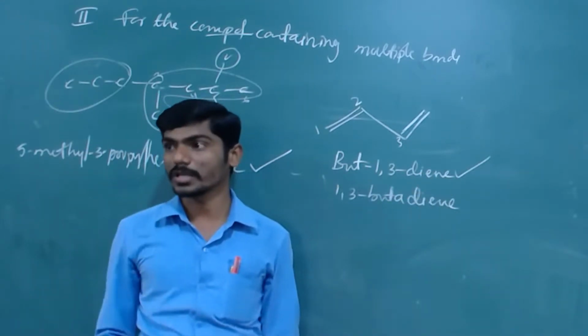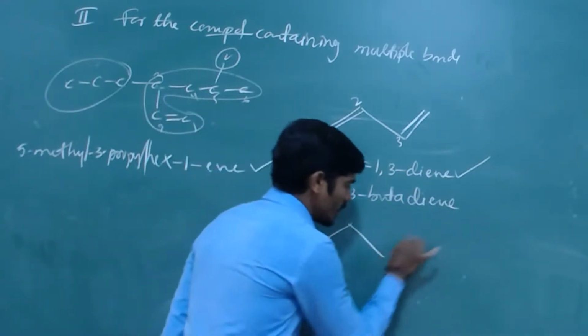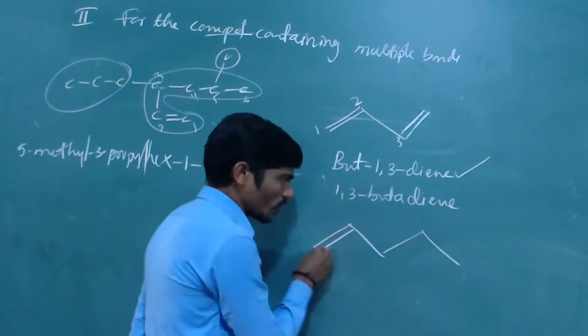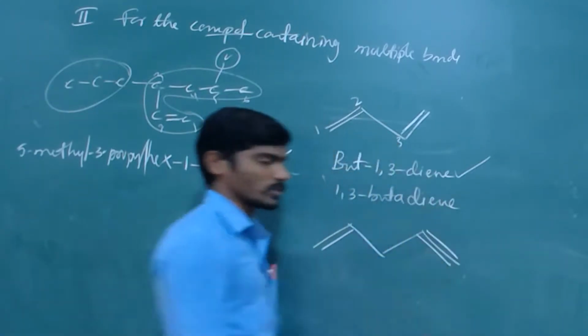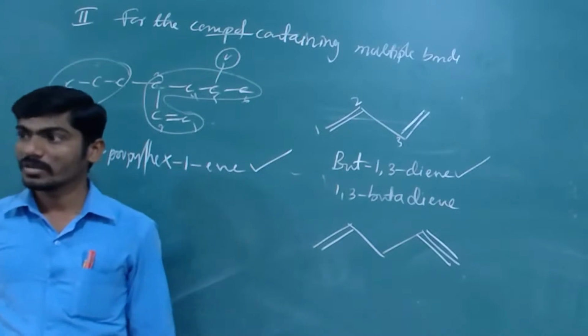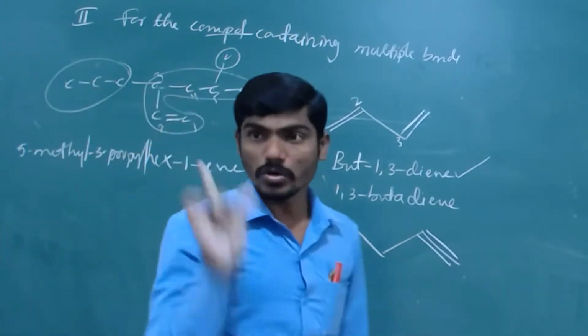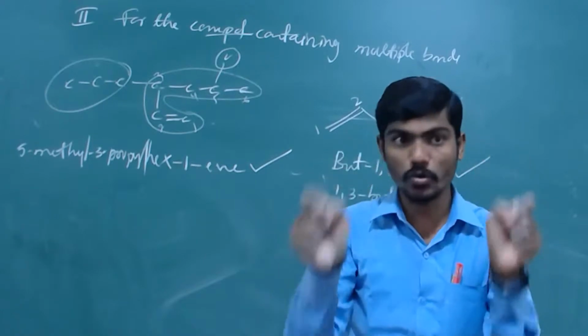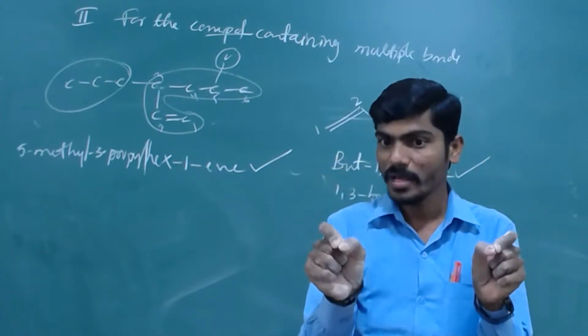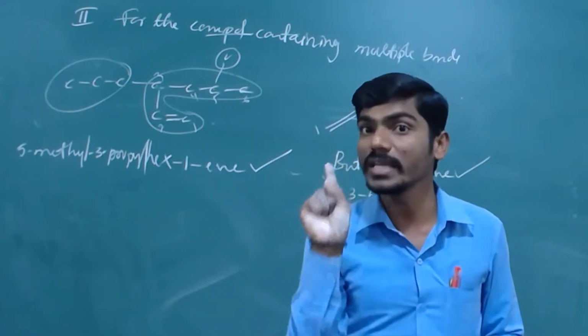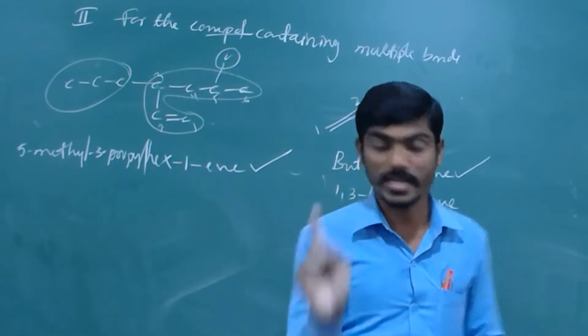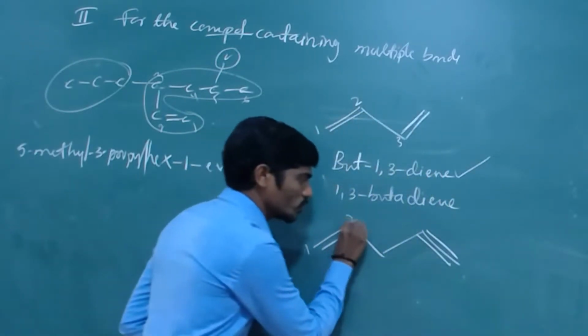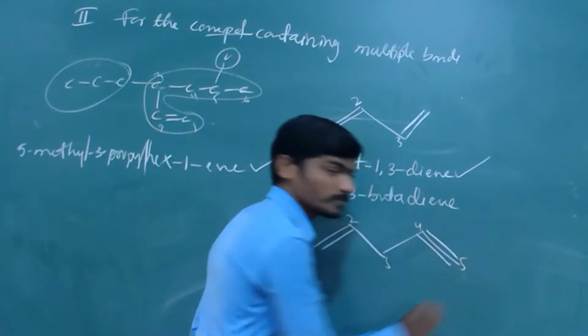If 2 double bonds are there. Suppose a compound contains 1 double bond and 1 triple bond. Priority goes to the double bond among these two. If they are at equivalent positions, at the same position, higher priority goes to alkenes. So numbering 1, 2, 3, 4, 5.